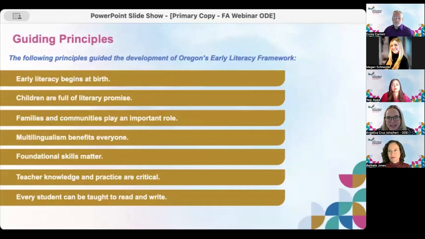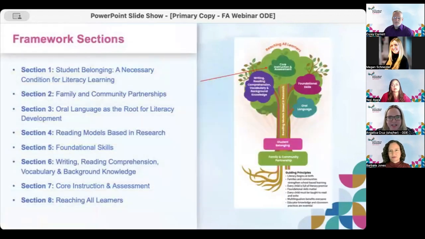The framework is then divided into eight sections on our next slide, thank you, to guide teachers and leaders in creating the conditions for learning that are necessary for high quality literacy instruction, as well as a deep dive into the convergence of research on literacy in the brain, the importance of explicit systematic instruction of foundational skills, and how to teach writing, reading comprehension, vocabulary, and background knowledge. Section 7, which is where we'll be focusing today, is all about the importance of core instruction and how to use the formative assessment process to move student learning forward.